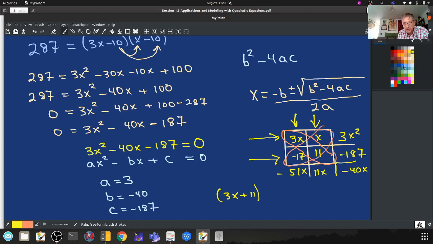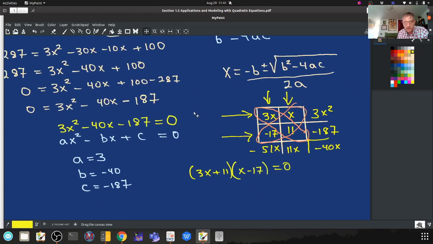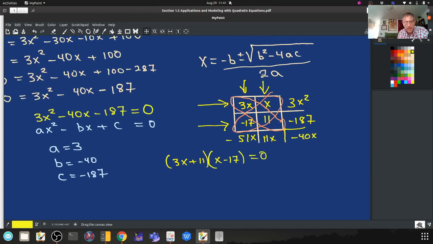3x plus 11 times x minus 17 is equal to 0. In other words, 3x squared minus 40x minus 187 is equal to 3x plus 11 times x minus 17. So again, if this were a test situation, I would expect you to just go ahead and use a calculator. The numbers are too big. I don't expect you to have a million different perfect squares memorized.